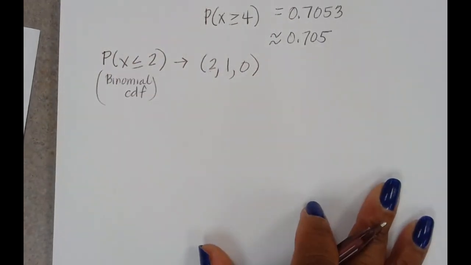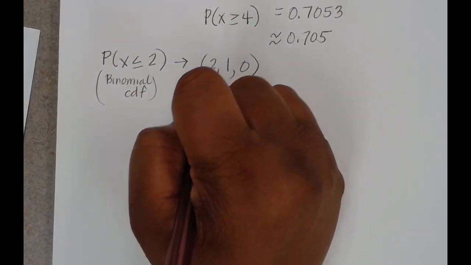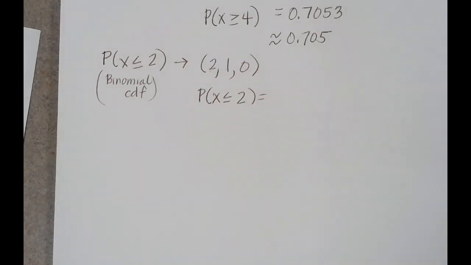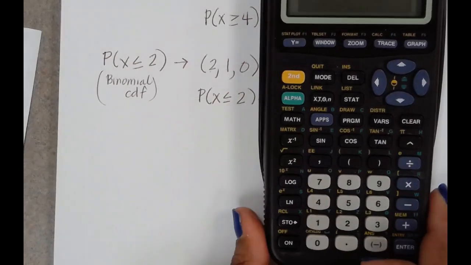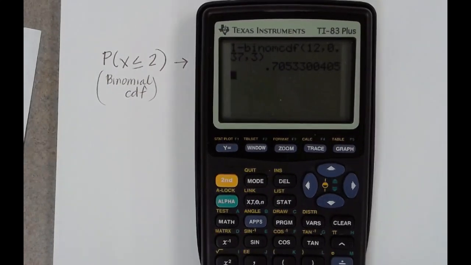So let's go to it. So P of X is less than or equal to 2. It's going to be equal to, and we have those steps already written, so you can refer back to that. I'm just going to do the keystrokes in my calculator. I don't need 1 minus this time because we're not finding the complement. We didn't need the complement.